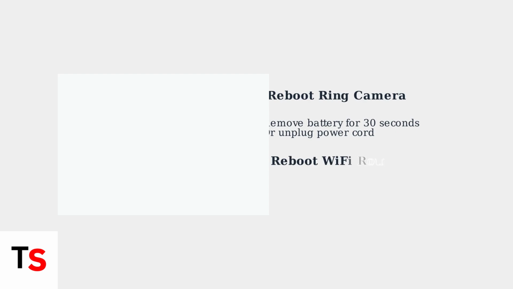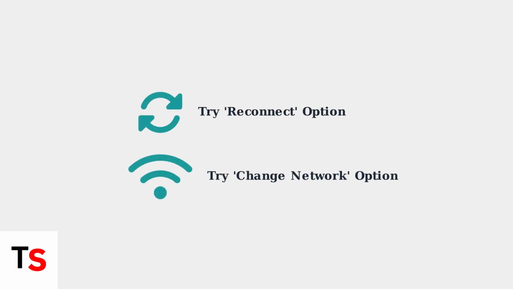If signal strength looks good, try rebooting your devices. First, power cycle your Ring camera by removing the battery or unplugging it for 30 seconds. Then, reboot your Wi-Fi router by unplugging it for 1 minute before plugging it back in. In the Ring app, go to Device Health and try the Reconnect or Change Network options. These can help re-establish the connection without a full reset.